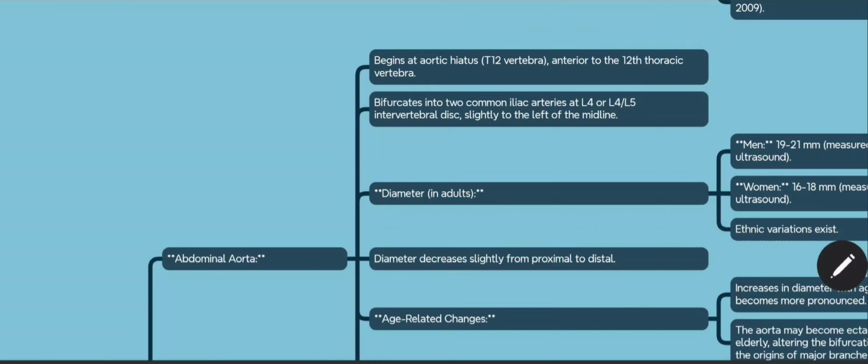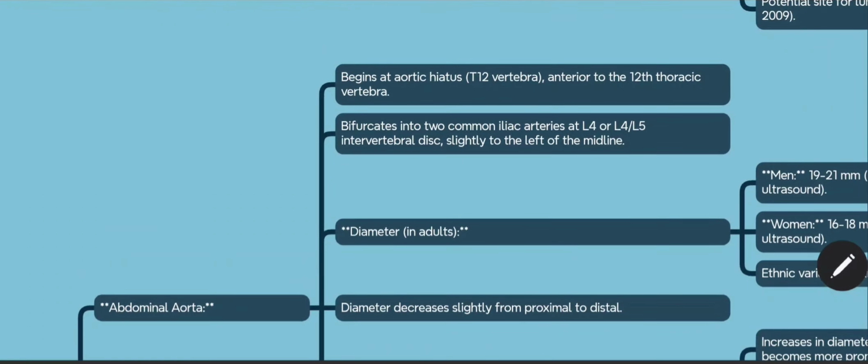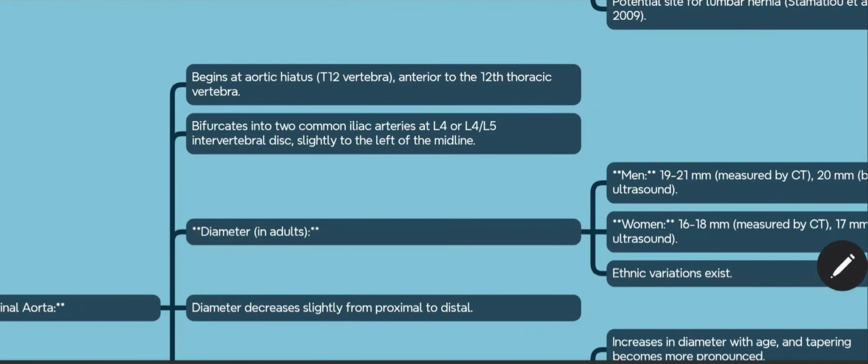The first one is the introduction and the location. The abdominal aorta begins at the aortic hiatus, that's T12, anterior to the 12th thoracic vertebra. It bifurcates into two common iliac arteries at L4 or the L4-L5 intervertebral disc, slightly left to the midline.